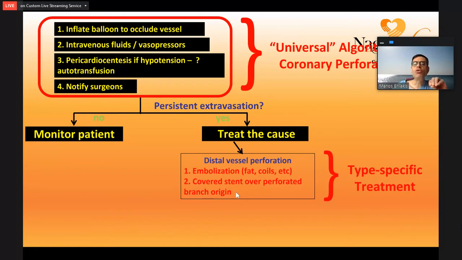Although sometimes you can use a covered stent, if it's a very small branch, you cannot get selectively into it, but most of the time you do use something to embolize the vessel. We traditionally use coils and fat, but many things have been used, such as wire fragments, thrombin, or clotted blood. There are many different things that can be used for embolization.